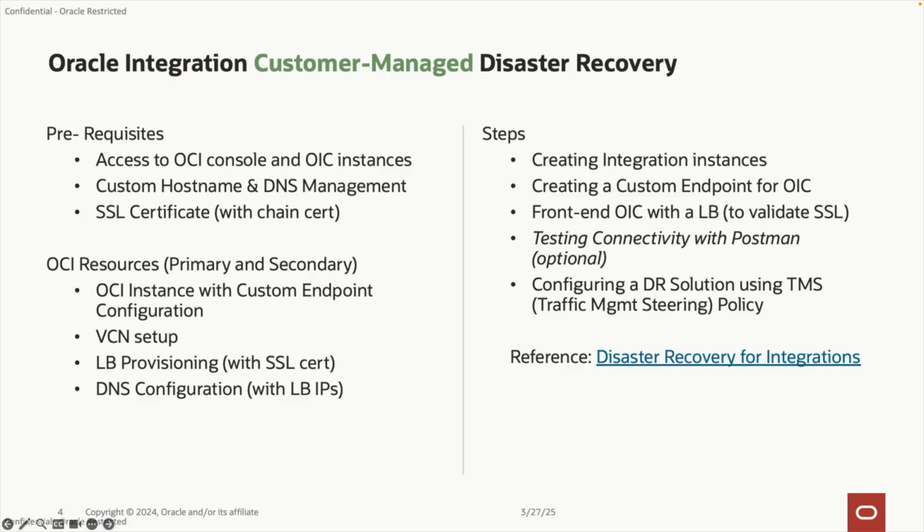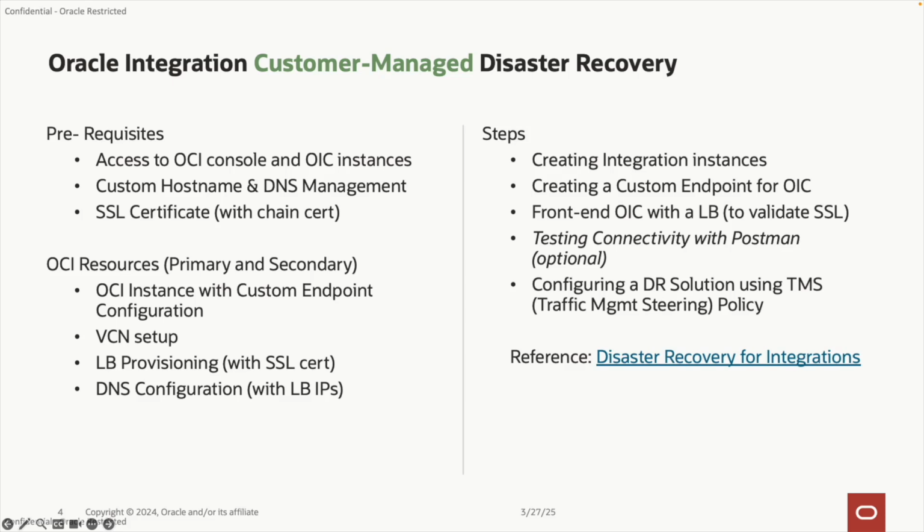Which OCI resources are required in the primary and secondary regions for the solution? OIC instances with a single custom endpoint configuration on both of them. A VCN setup with a public subnet to host the load balancer, along with NAT gateway and internet gateway routing. Load balancer configuration with SSL certificate to front-end OIC instances, and DNS configuration by adding both IP addresses of the load balancers in the records.